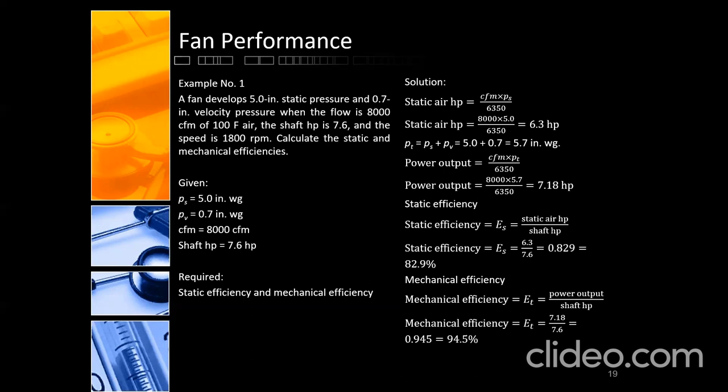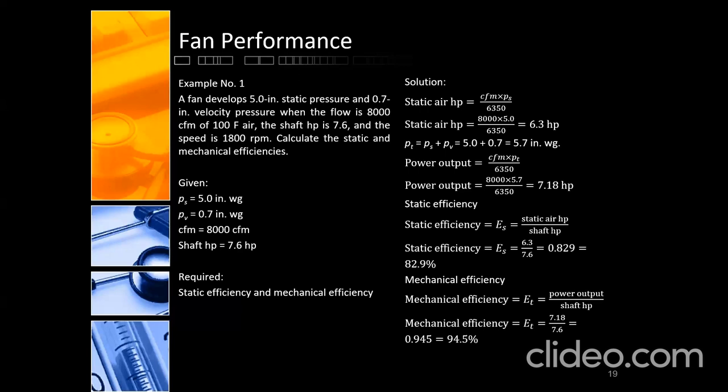Solution. Static air horsepower is CFM times PS over 6350. Then 8,000 times 5 over 6350 is 6.3 horsepower. Total pressure is PS plus PV, 5.0 plus 0.7 is 5.7 inch water gauge. So the power output is CFM times PT over 6350, or 8,000 times 5.7 over 6350, is 7.2 horsepower.